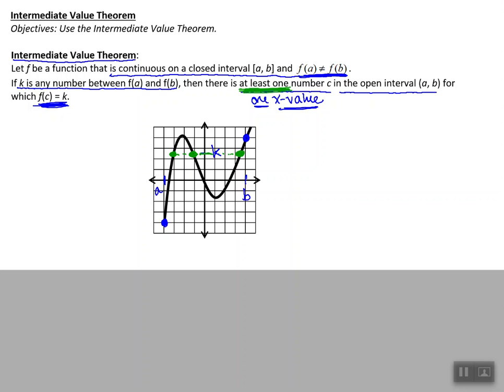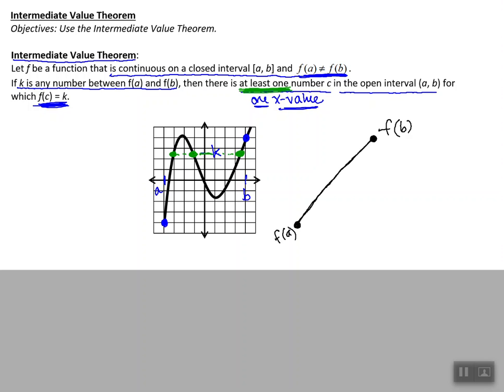If we think about it a little bit more simply and say f of a is down here, f of b is up here, and our continuous function connects f of a to f of b, any value in between those two y values must be hit at least once. That absolutely has to be true because there's no spot that we can jump over in a continuous function.